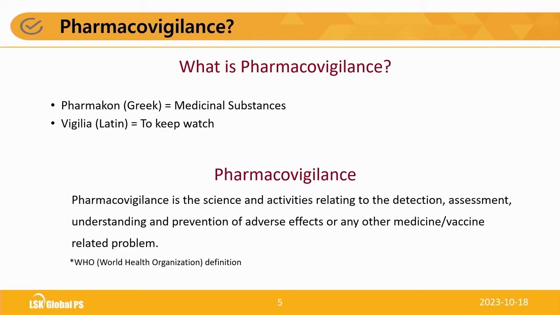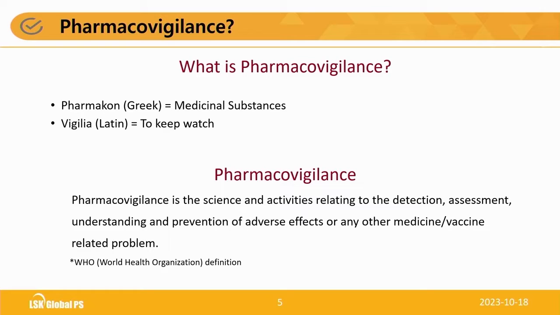So what is pharmacovigilance? Pharmakon is medicinal substances in Greek, and vigilia in Latin means to keep watch. So it's constantly keeping watch over the safety of medicinal substances. From the development stage to the end of its marketing, pharmacovigilance constantly goes on.